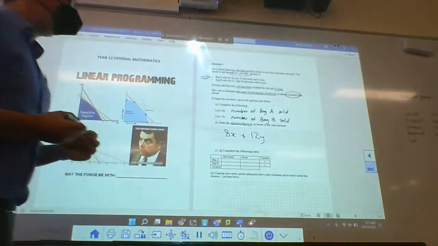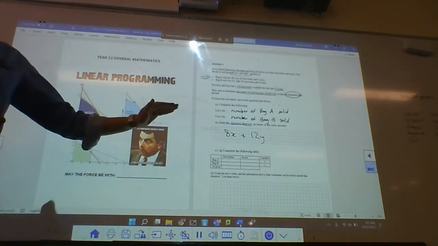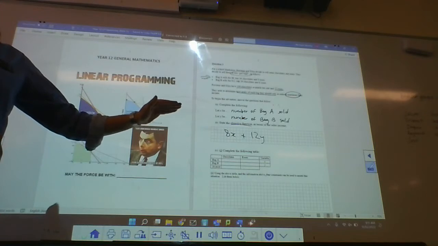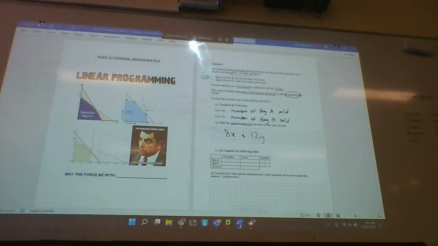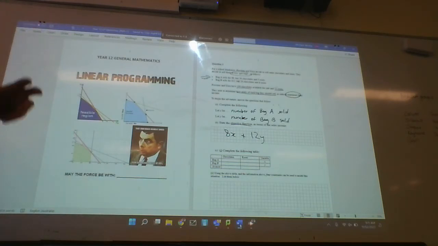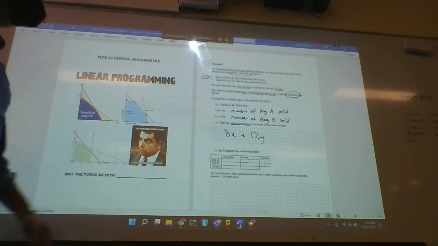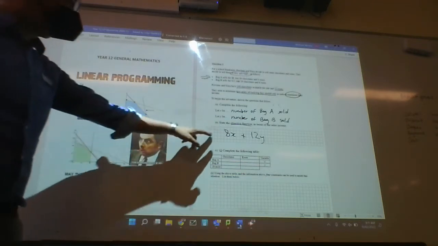Now, the objective function is one of these unusual things in maths that it's just like that. It's not equals something. You could probably call it income equals if you wanted to make it an equation. But it's a function, so it's just like that. It's really an algebraic phrase. Okay, so here we go.